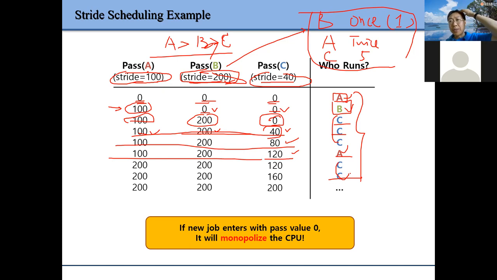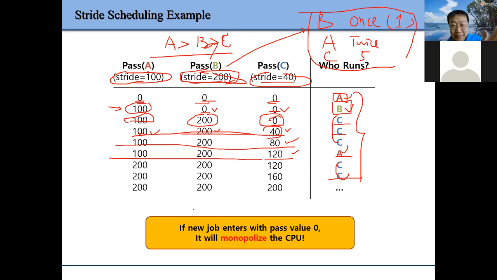But we do have an issue. Before I continue with this issue, maybe I should ask you guys, is this clear? This stride scheduling? I will talk about the issue tomorrow. So is this clear for stride scheduling? Yeah, okay. Because you guys don't have any questions, let me finish this part.